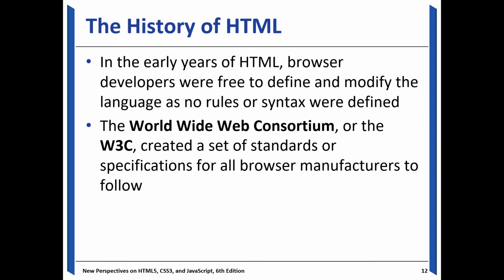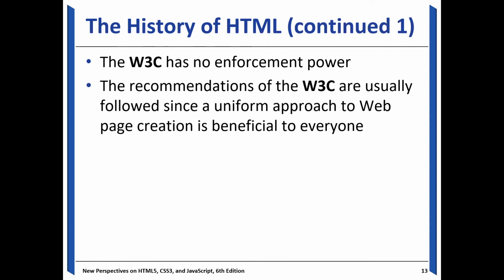In the early years, there was no oversight over the rules or syntaxes of HTML files. So browser developers were free to define and modify the language in different ways, which led to different types of HTML. Ultimately, a group of web designers called the World Wide Web Consortium, or W3C, settled on a set of standards for all browser vendors to follow. The W3C has no enforcement power, but because using a uniform language is in everyone's best interest, the W3C's recommendations are usually followed.